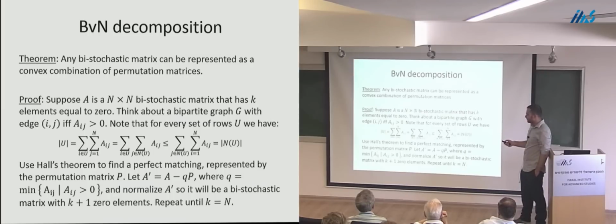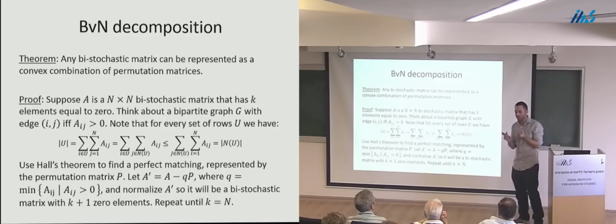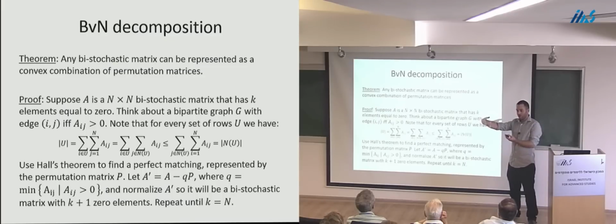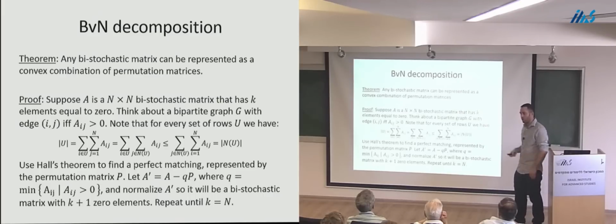So here's the proof. It's going to be slightly mathematical, but really you can handle that. Suppose A is an n by n bistochastic matrix that has k elements equal to 0. So it has n squared minus k elements that are positive. All the others are 0. What we're going to do is move to a new matrix. We're going to remove some part of the convex combination that we're looking for and move to a new matrix that has k plus 1 zero elements. And then we're going to do it one by one until we get to all the elements being 0.